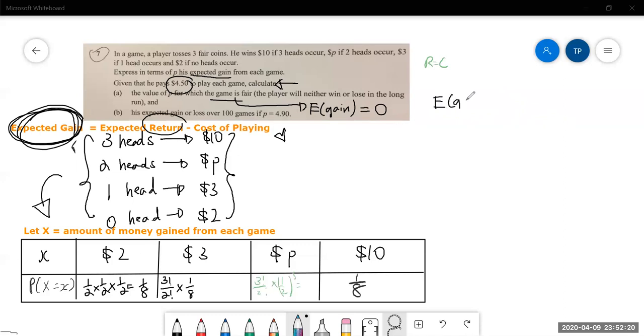Correct. Because if the expected gain is going to be greater than 0 or lesser than 0, it means the game is tilting to someone's favor already. So it will not be fair. So for it to be fair... This is every arcade and carnival game. Very good, correct. You're right.